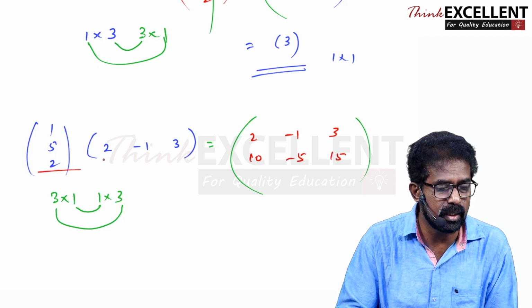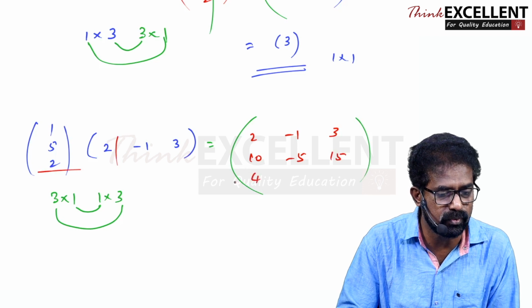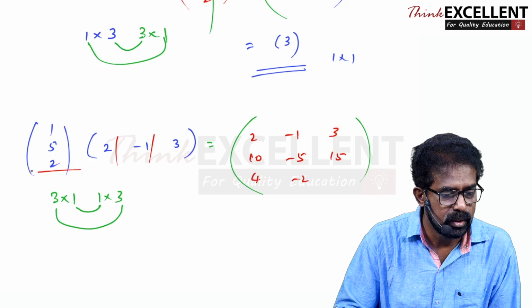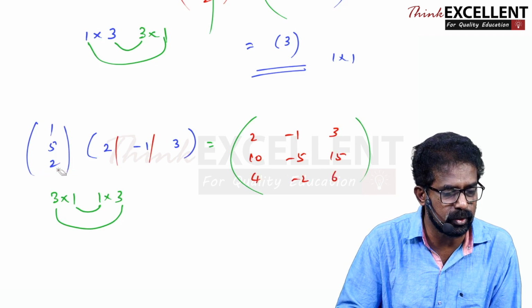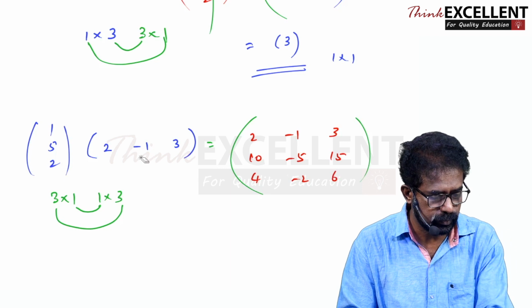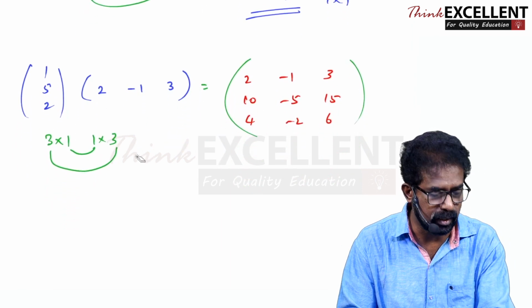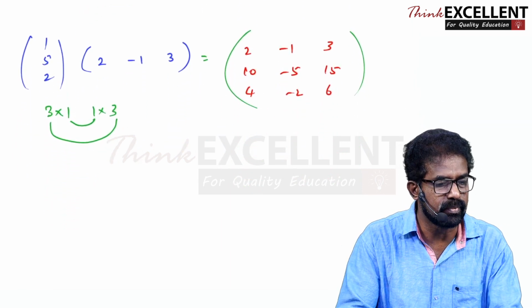Now come to the third row, first column, 2 2s are 4. Third row, second column, 2 into minus 1, minus 2, 2 into 3, it is 6. So like that you can multiply. Now let us see just one more question of the same type.